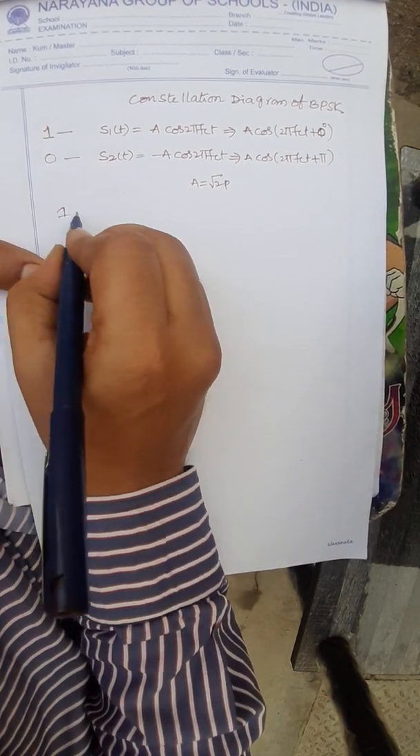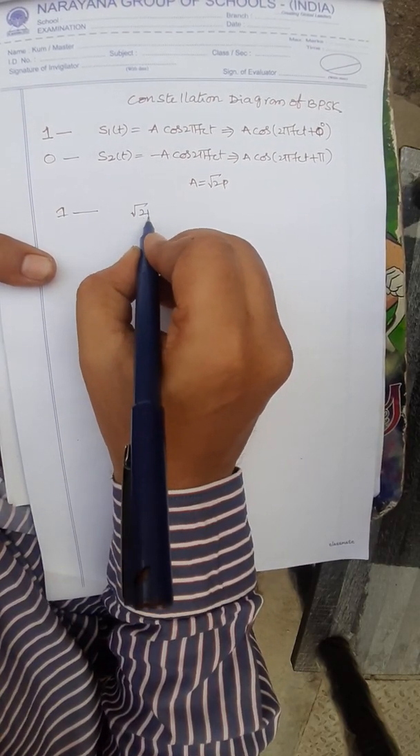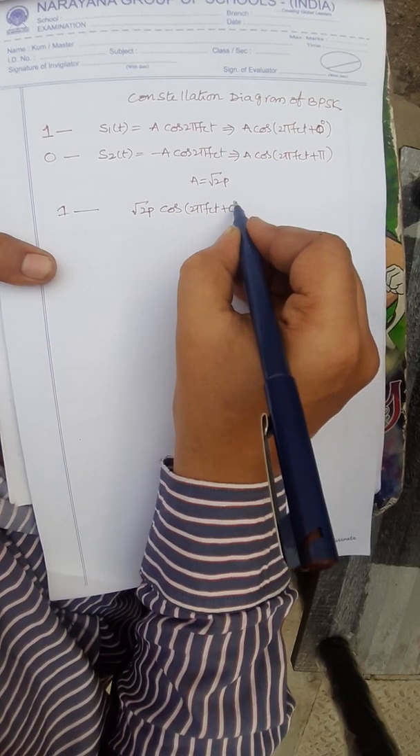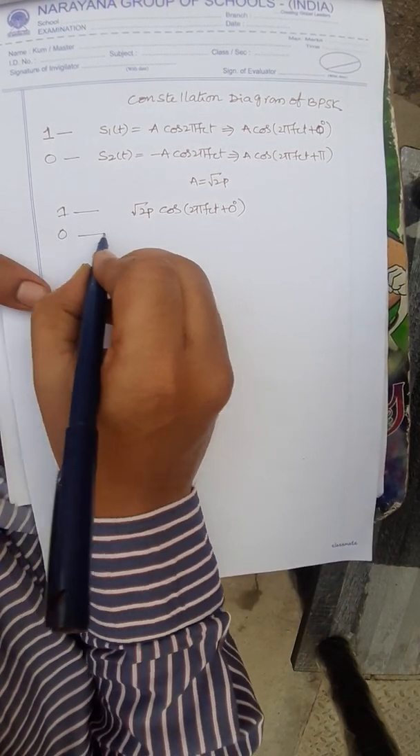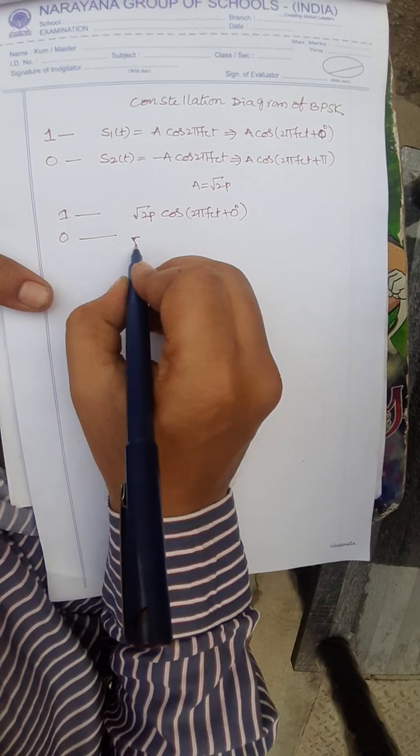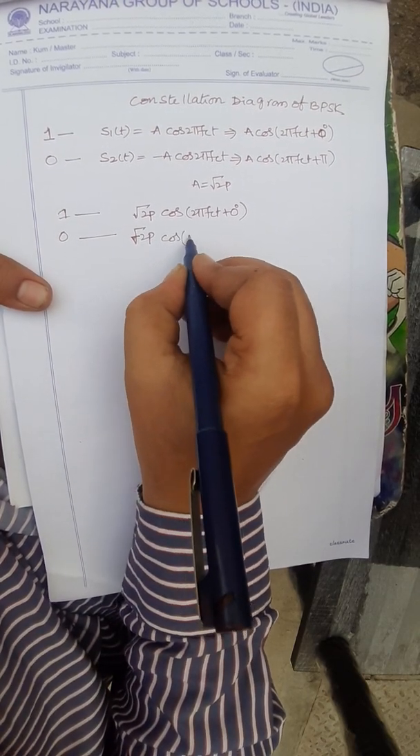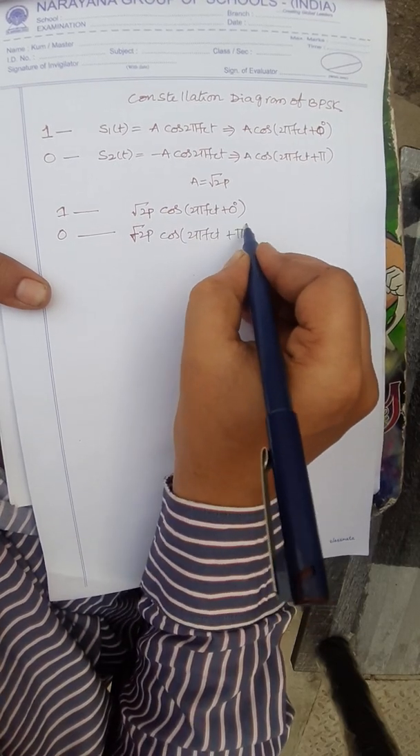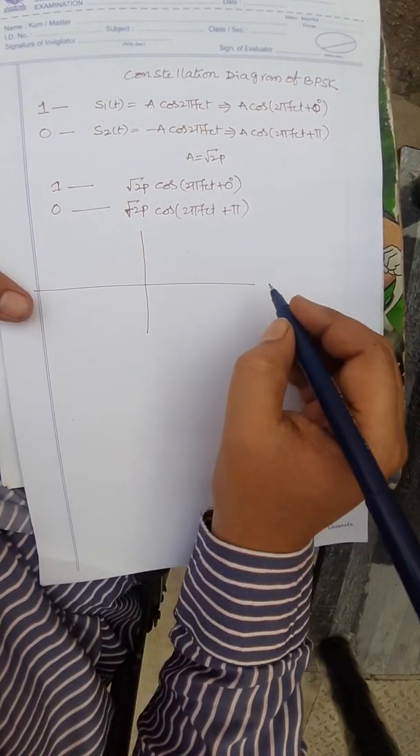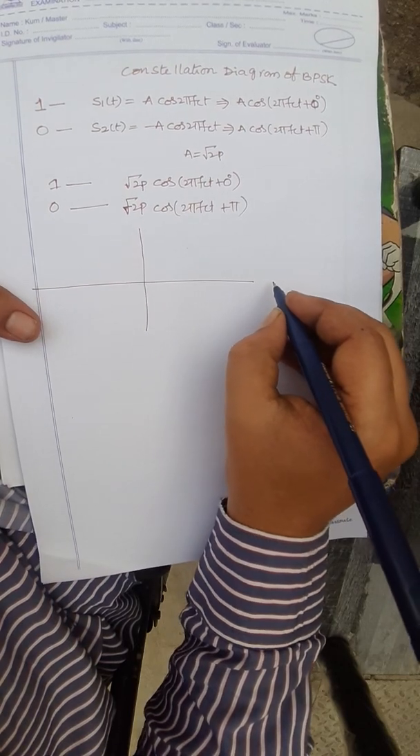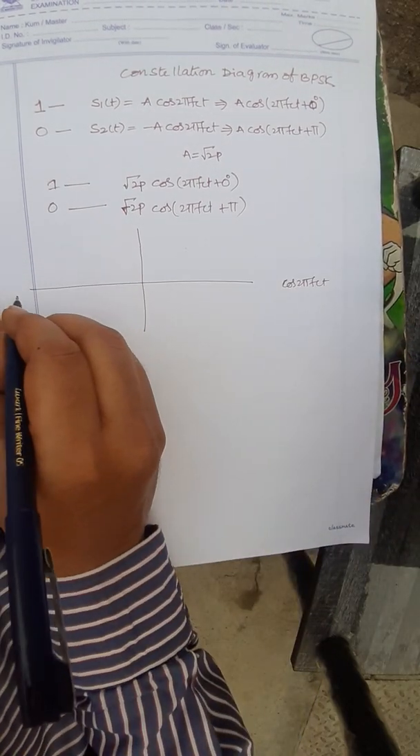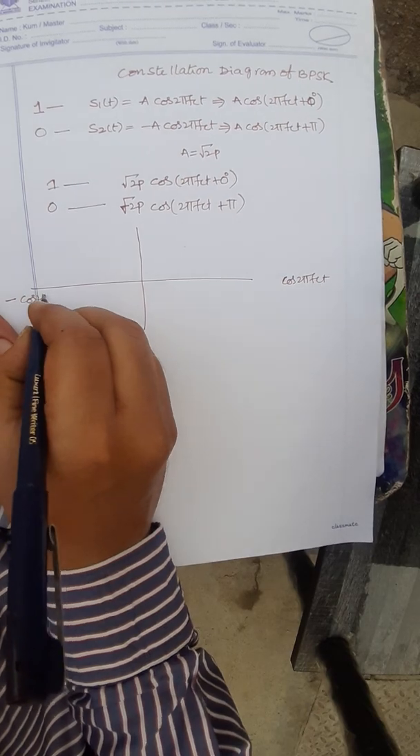Instead of A we place A equal to under root 2P. For symbol 1 I am writing root 2P cos 2 pi fct for a phase shift of 0 degrees. For symbol 0 it becomes minus, or root 2P cos(2 pi fct plus pi). The constellation diagram is, for example, cos 2 pi fct, and 180 degrees of cos 2 pi fct gives minus cos 2 pi fct.